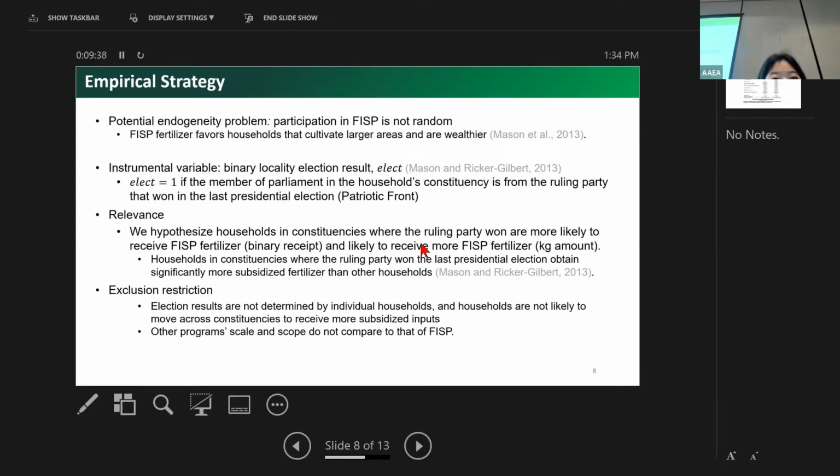And while we cannot test the exclusion restriction, we argue that the election results are out of the control of individual households, and households are not expected to move across constituencies just to get more subsidized inputs. So our expectation is that these election results do not affect the outcome variables except through their impact on households' participation in FISP.